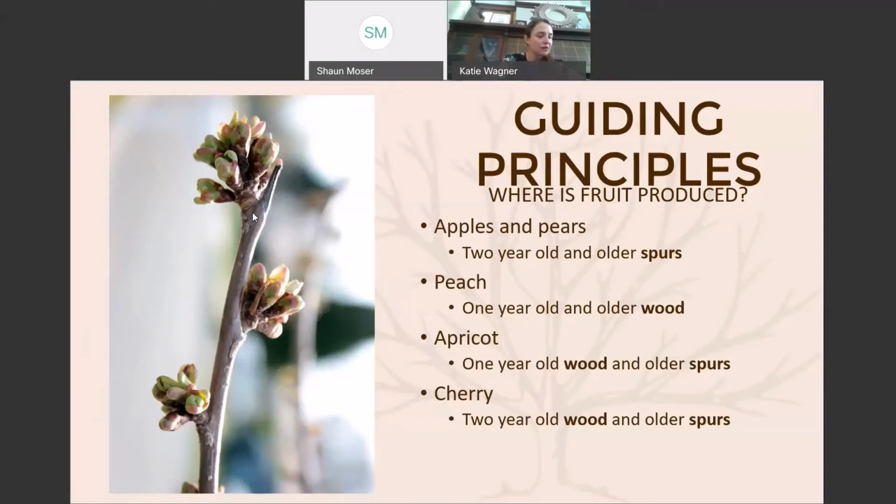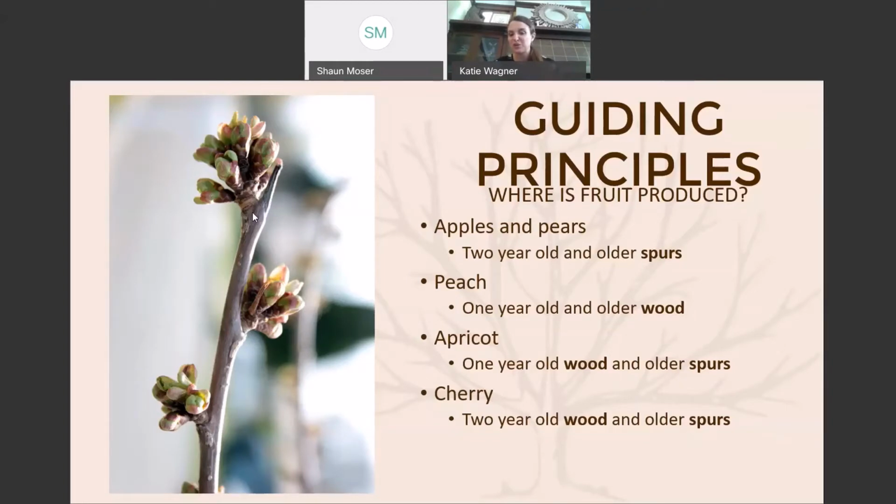So very, very important that you are able to recognize where the fruit is going to be produced on the tree. Why do you need to recognize that? Well, you need to make sure that those buds are receiving adequate light exposure. You want good light penetration getting to those buds.